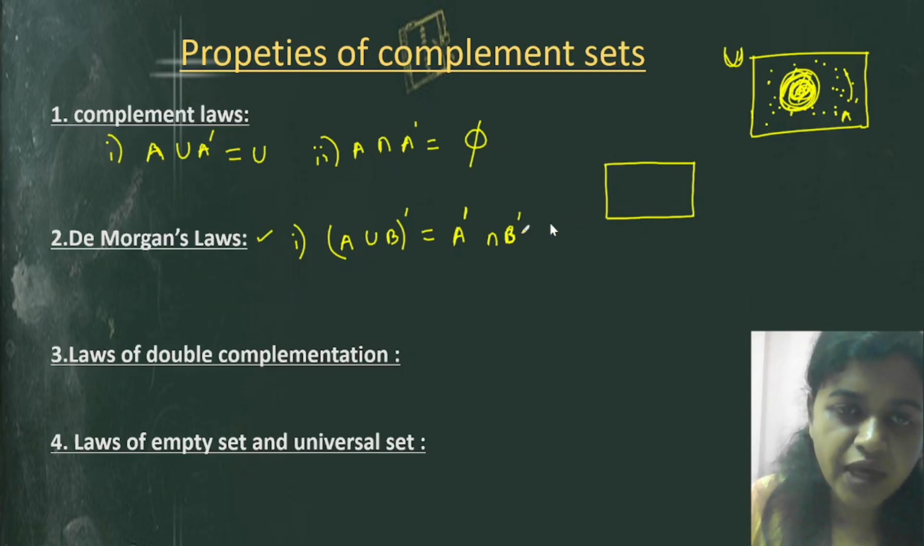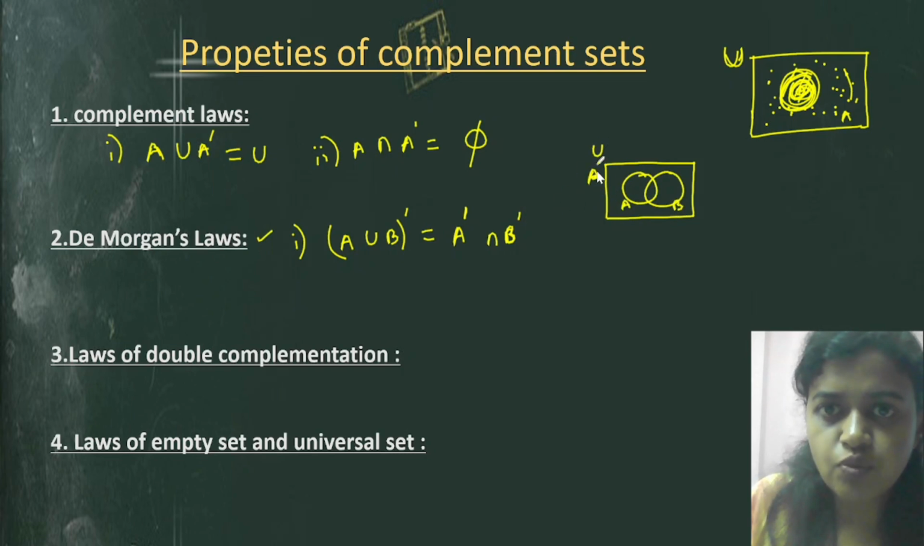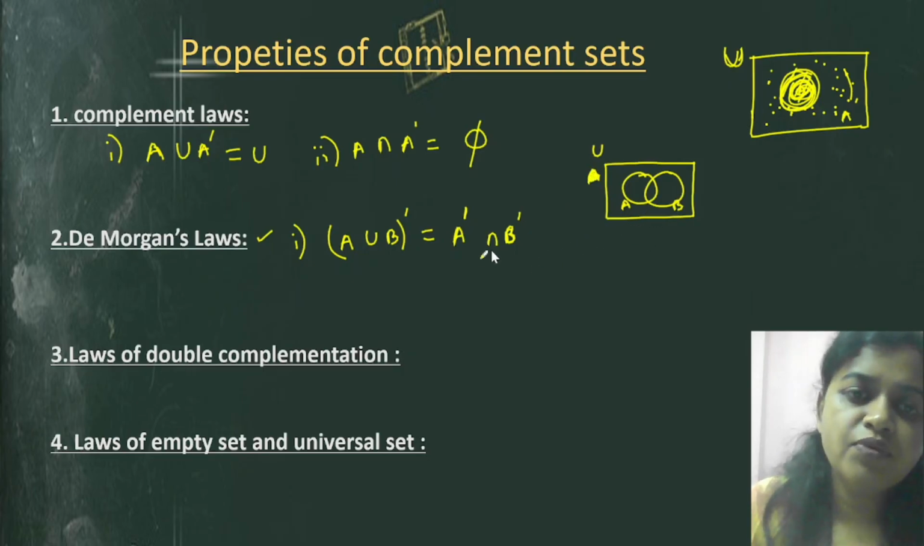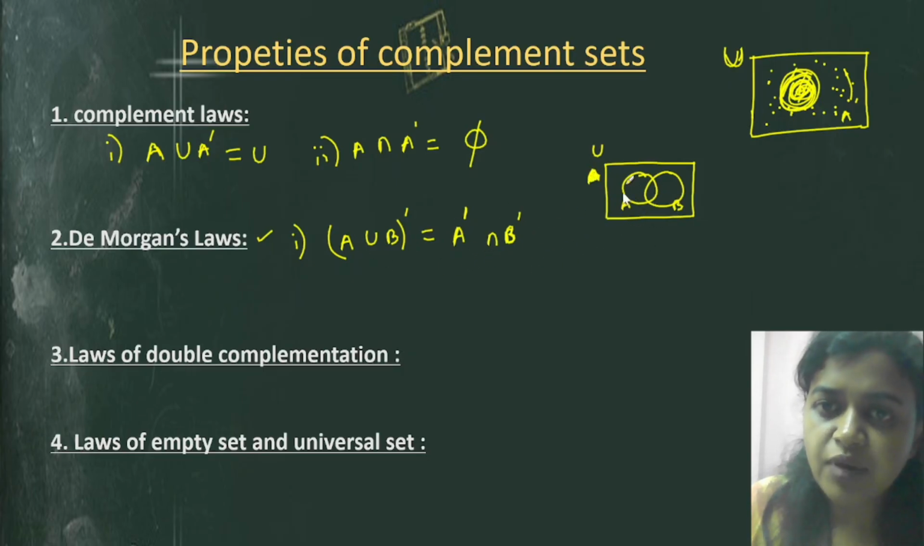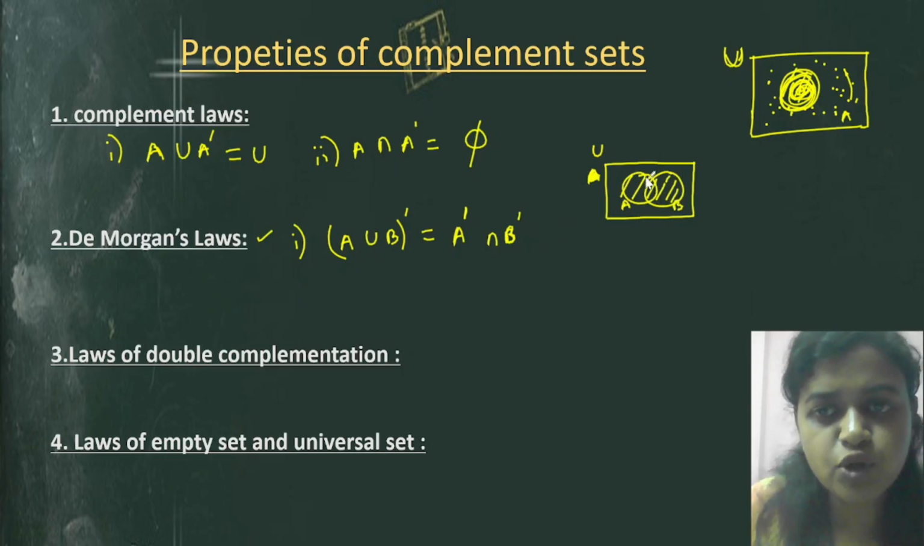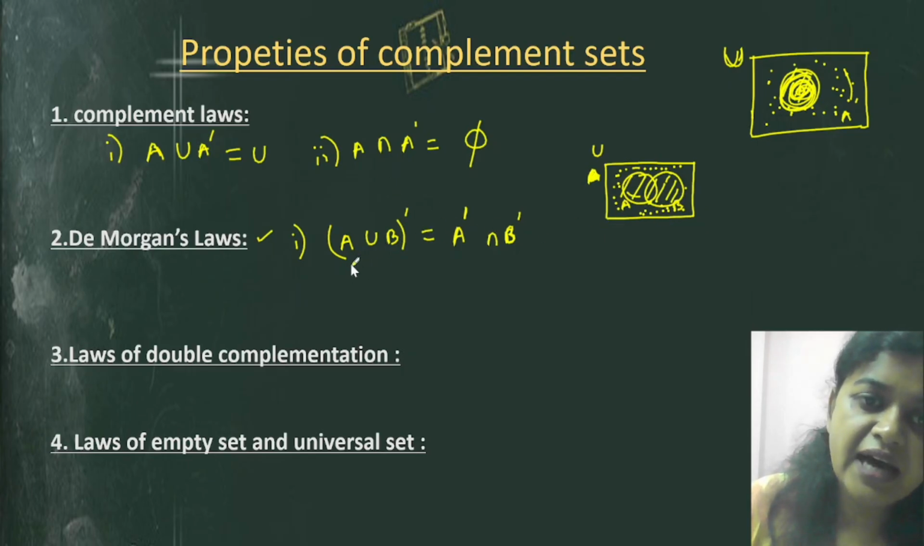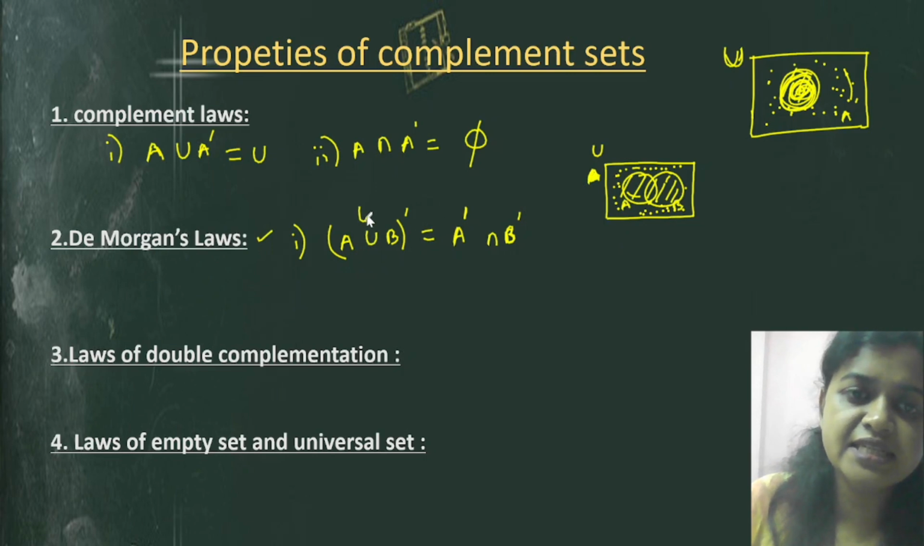Okay. So A union B. Suppose this is A and this is B, and this rectangular shape is U. A union B means the whole one. And if you find the complement, we have to remove this whole portion, so we'll get this outsider portion, the remaining portion of U. This is the LHS, and this is the RHS.